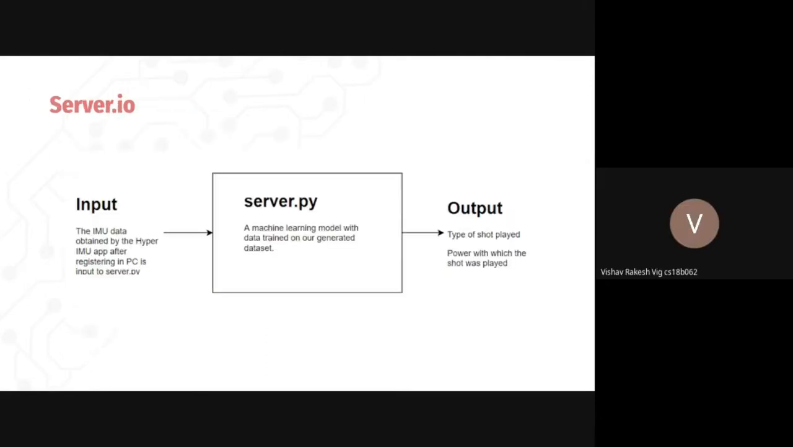Now let's discuss the server.py. So basically the main file in this is the server.py file, which incorporates the bulk of the processing, be it the computer vision model or the machine learning model for the IMU data. Here we have two processes running independently, not in parallel, I suppose, but independently, in the sense that on one hand we have the input data of the Hyper IMU app from the phone, which is then processed through our ML model, and we have a prediction for a particular shot played and the power at which the shot was played.